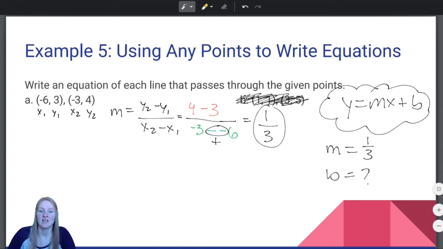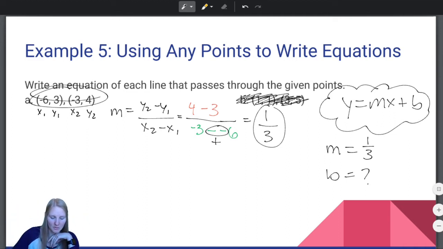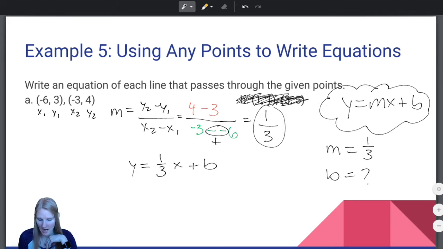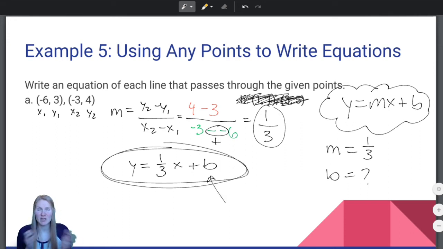Awesome. Now, B, the y-intercept. What is it? We can't just look at our points. We don't know what it is. So, here's what we're going to do. We're going to take y equals m, or 1/3, x plus b. This is what we want. We just want to change b to whatever number it's supposed to be.